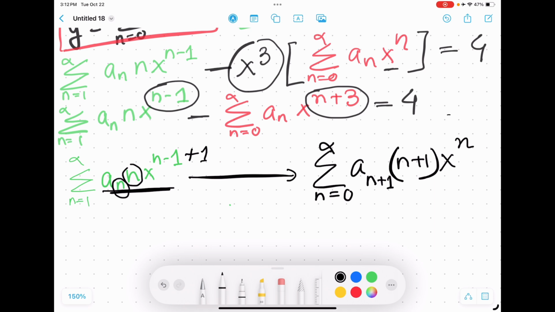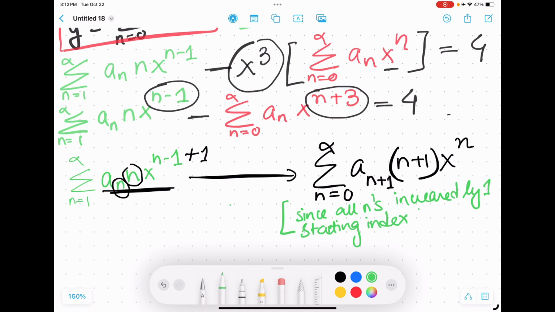Okay, so just to be clear, I'm going to write this over here, that since n's increased by 1, starting index decreased by 1.